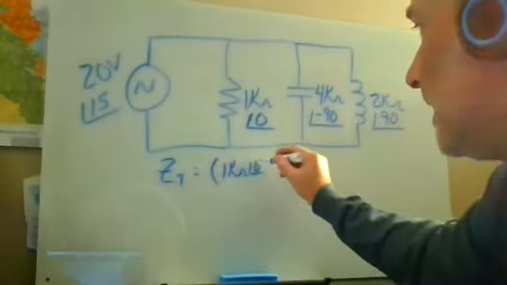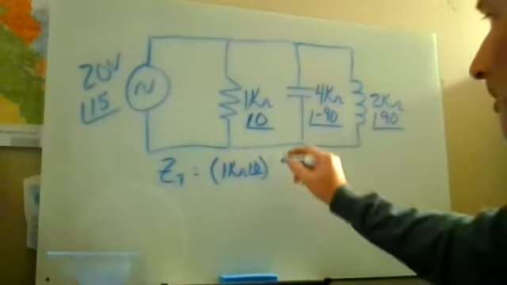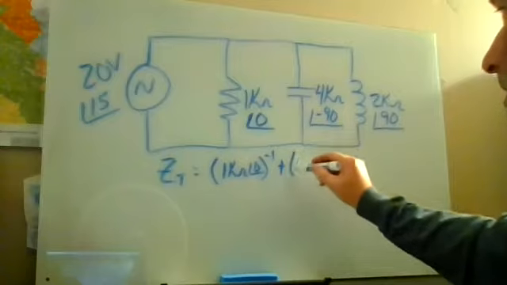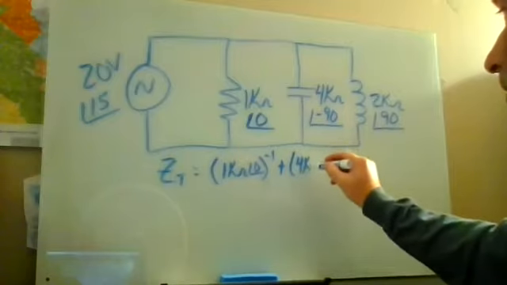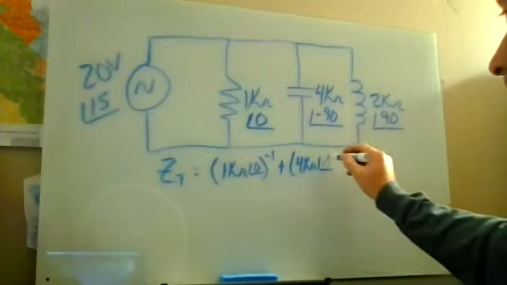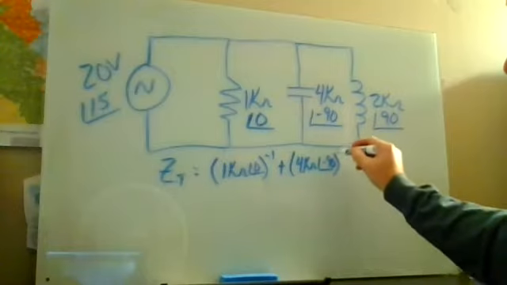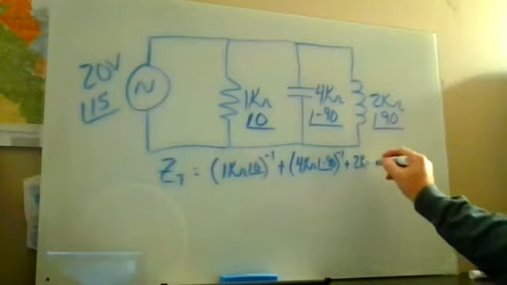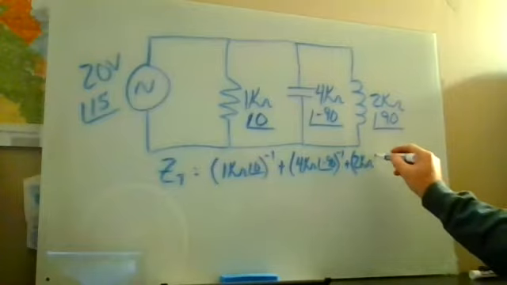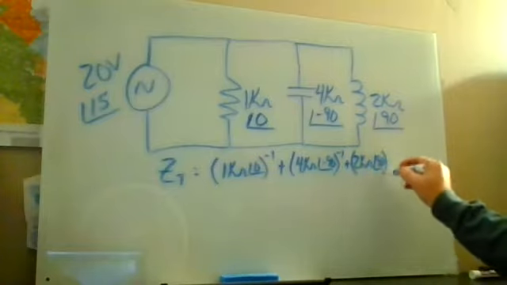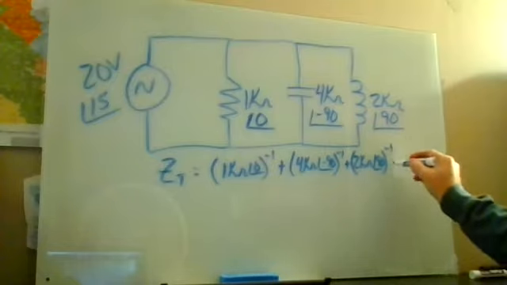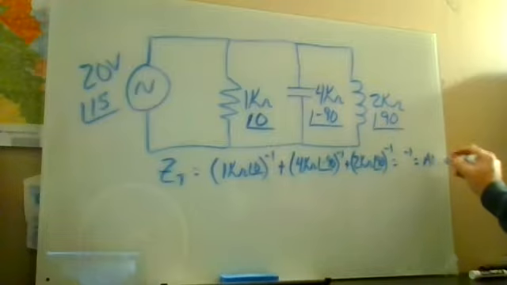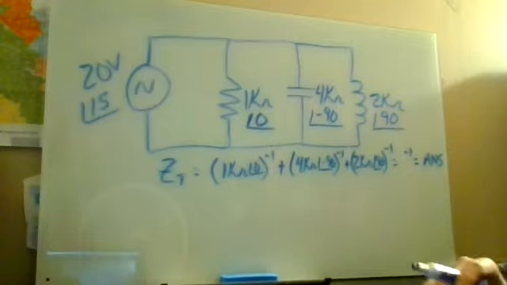1 k ohm at an angle of 0, put it in parentheses, then hit shift reciprocal. Plus, parentheses again, 4 k ohm at an angle of negative 90. Close my parentheses, shift reciprocal, plus 2 k ohms at an angle of 90, all in parentheses, shift reciprocal, equals, shift reciprocal, equals, and that's my answer. Same way we did it.